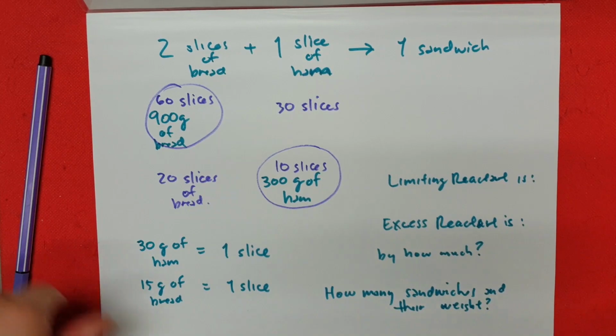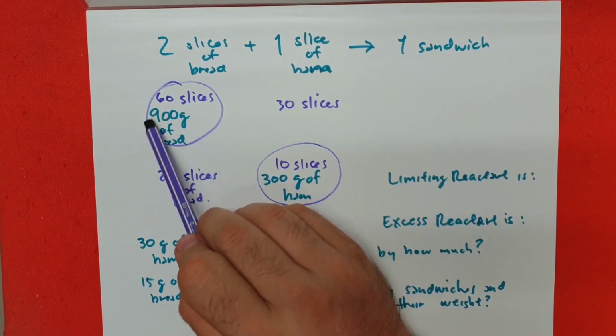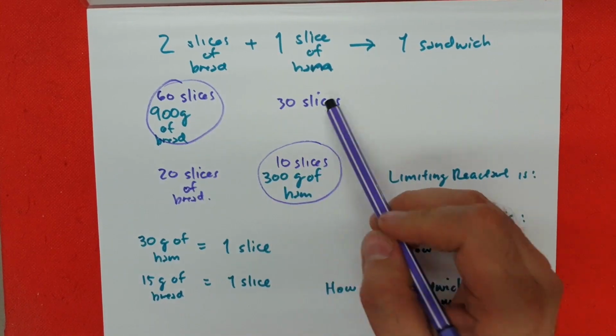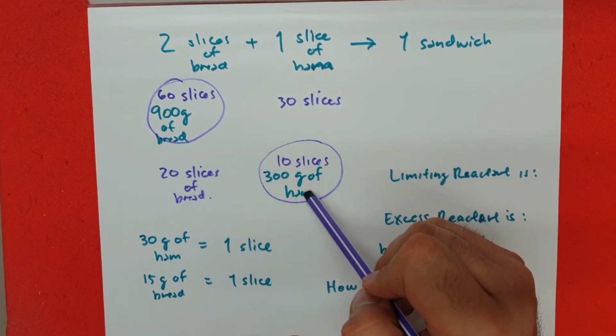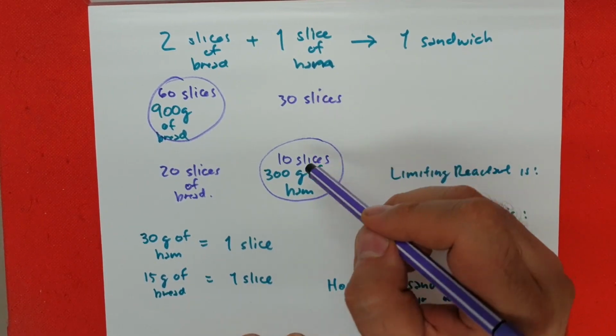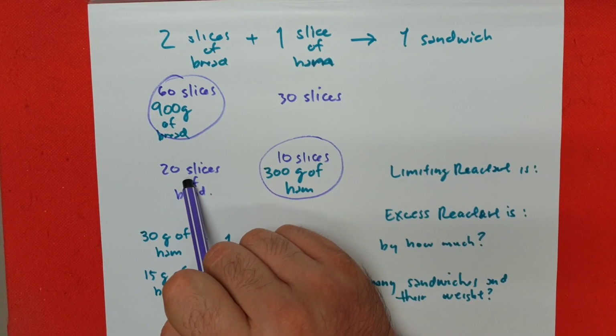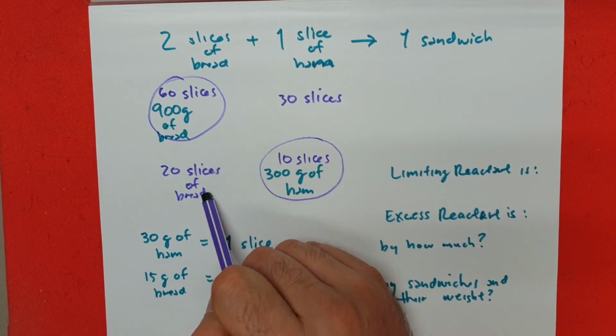So when we look back at this, we can say, okay, we have 60 slices, which we converted, and we would need 30. Do I have them? I don't have them. I don't have those 30 slices. I only have 10. If I have 10 slices, I'm going to need 20 slices of bread. Do I have them? Yes, I do.